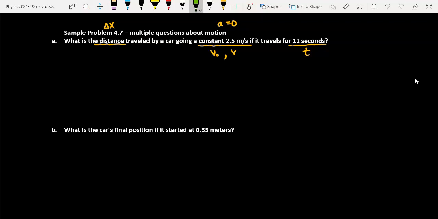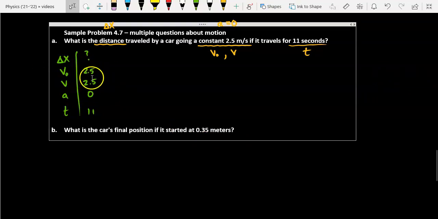So just as always, let's keep track of what we have. Displacement is what we're trying to find. Initial velocity 2.5, final velocity 2.5, acceleration is 0, time is 11. So here's the deal. We have 4 of these variables. We're trying to find the 5th one. Pick whichever equation is going to do that the easiest for you.